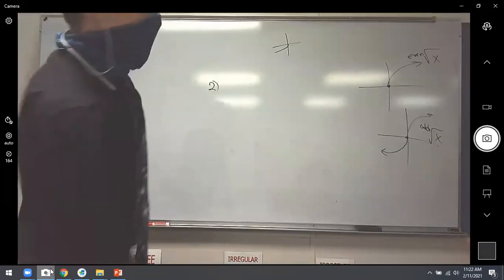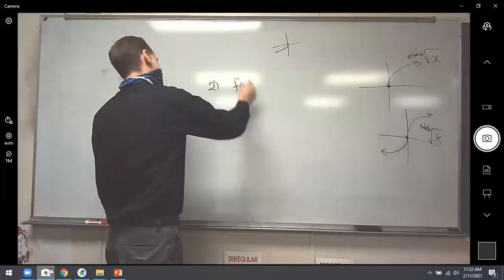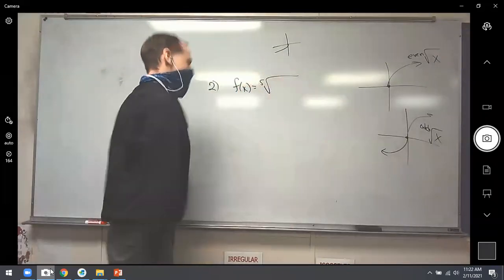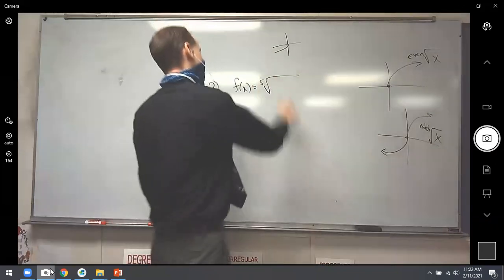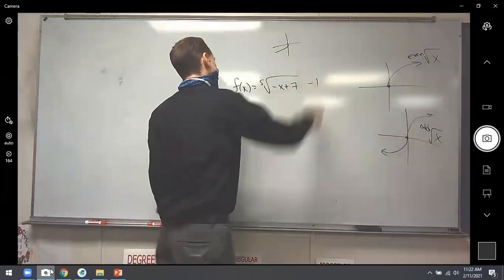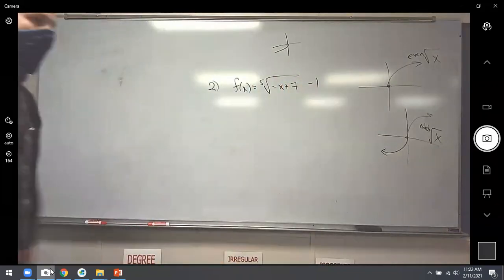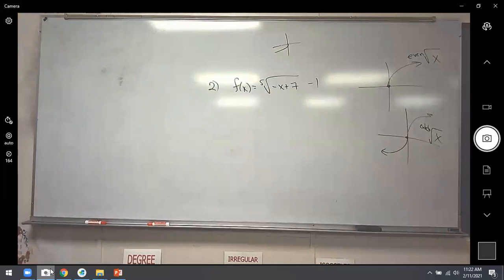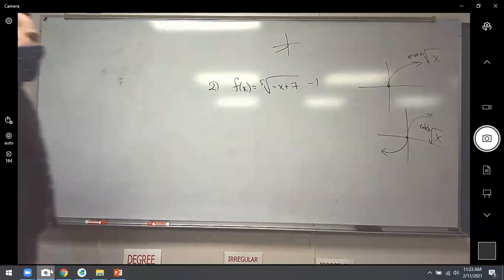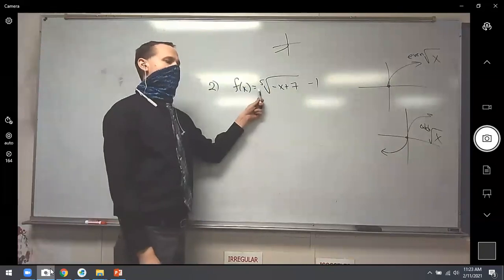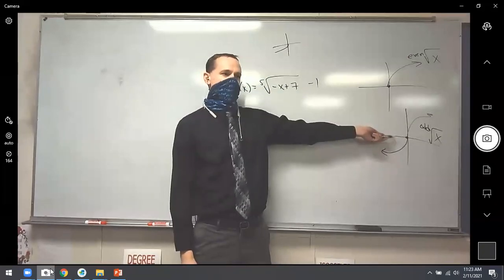Number 2 is a 5th root. So that's an odd root. A different kind of beast, but very similar in the same way. So there's number 2, the 5th root of -x plus 7, and then outside the root is a -1. So yes, it's an odd root, so your mind should think of this shape right here.